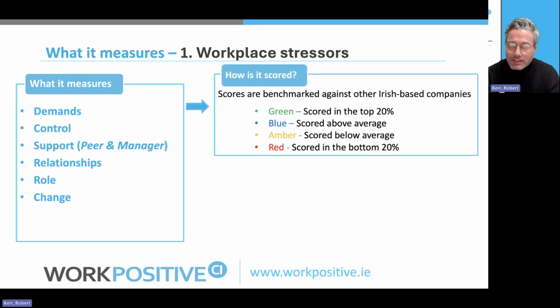Now, there's a very interesting scoring mechanism we use to determine whether or not your organization is performing well in these areas. We score using a benchmark system where we compare your organization's performance in the survey with other Irish-based companies that have taken the surveys previously. Then we color code and categorize you depending on how well you score in comparison. So, for example, if your scores in any one of those areas was in the bottom 20%, you'd be color-coded red. If you were just below average, you would be amber. If you were blue, it means you're above average, and green would indicate that you're in the top 20%.